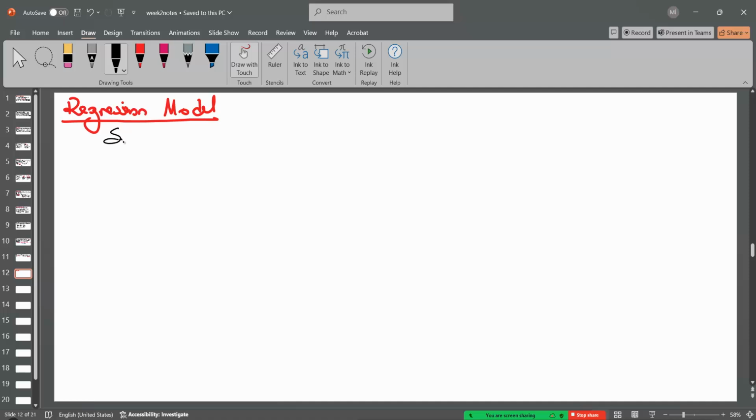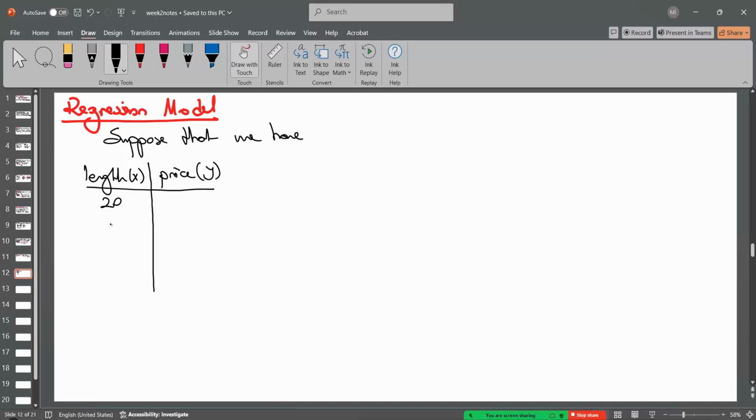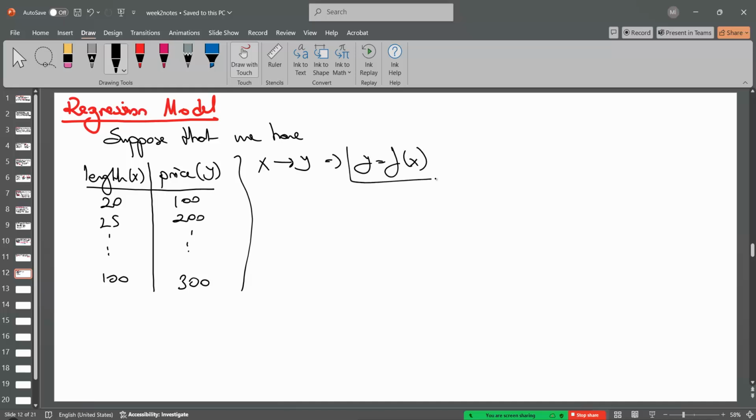Okay, and so suppose that we have these kinds of features in here. For example, the length x and price y: 20, 25, and 100, for example, 100, 200, and also 300, which is given in here. And so we have the x to y representations in here. Okay, and also we can write it: y is equal to a function of x. We know it, but we don't know the function of this one.